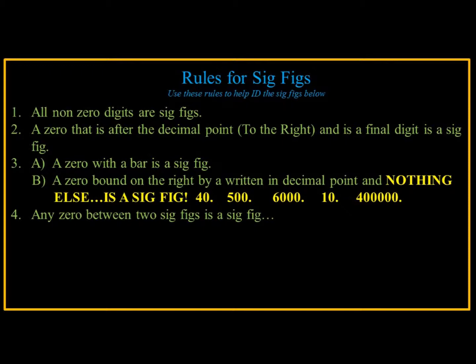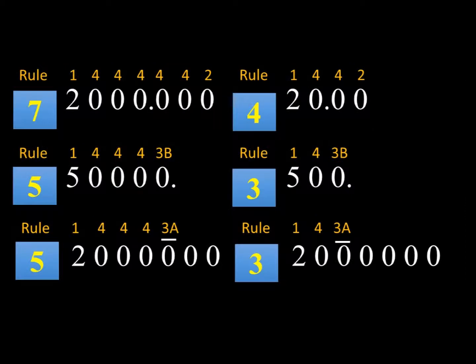So there are the 4 rules. Write them down. Memorize them if you have to. And then apply them, and apply them, and apply them. And practice, and practice, and practice. Let's do some examples. We have 6 problems here. Upper left, upper right, middle left, middle right, lower left, lower right.